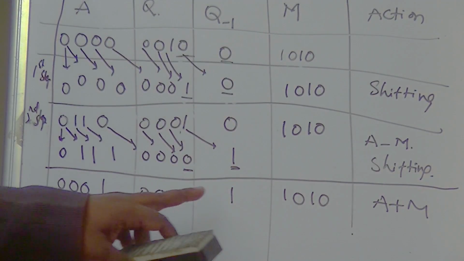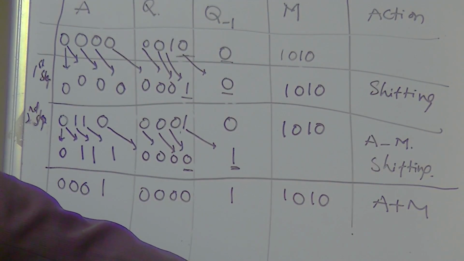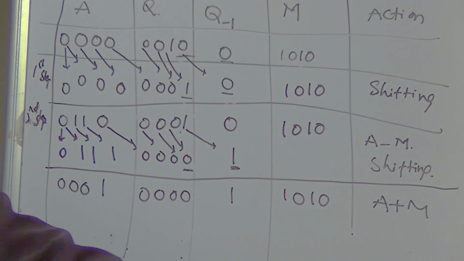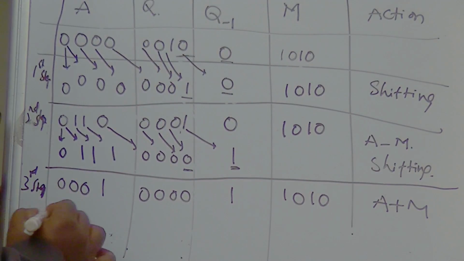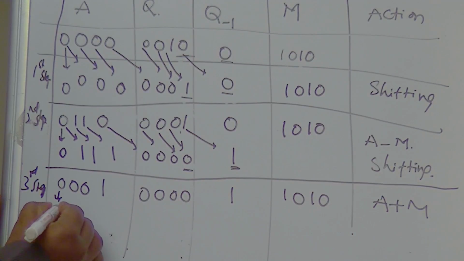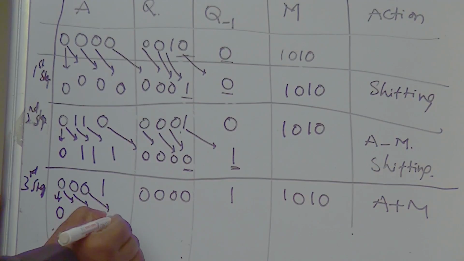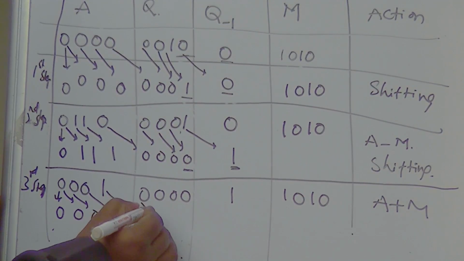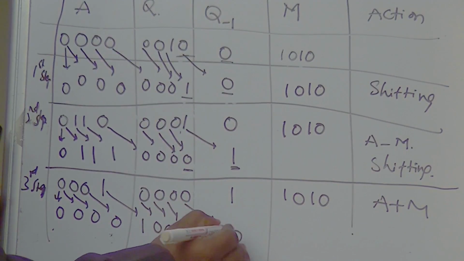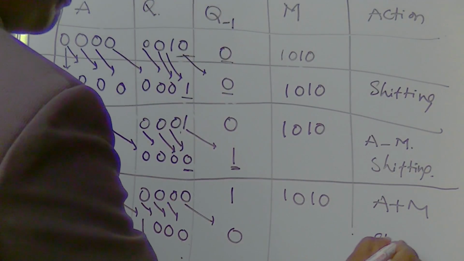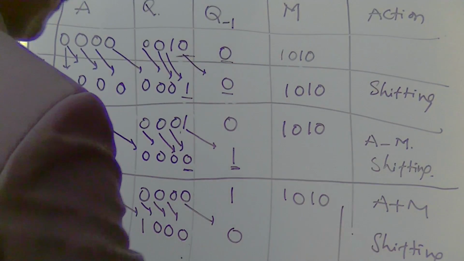The next is we are going for shifting. We should not stop with A minus M or A plus M. Whenever we do this addition or subtraction, immediately we have to do shifting. Then only the third step process will be over. So when we make the right shift, we just copy this 0, shift it here and here, and this one will come here. What is the action we have performed? That is shifting, right.